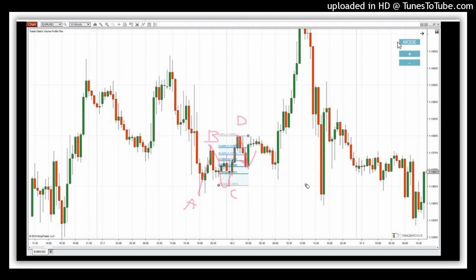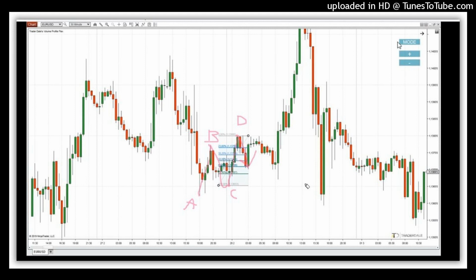Alright, so that's it. That's how you use the ABCD setup. It's a very nice confirmation setup. One of my favorite confirmation setups. It's just based on price action and trading psychology. You don't need any extra indicators, just the standard Fibonacci tool, which is part of every trading software. So it's a very useful setup.